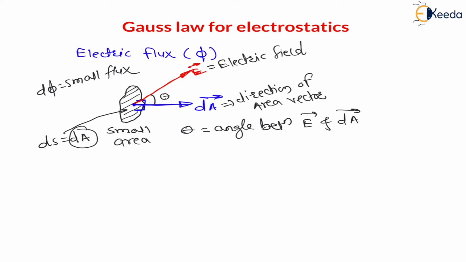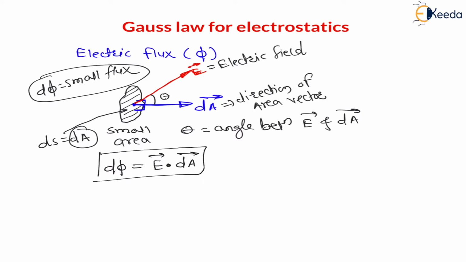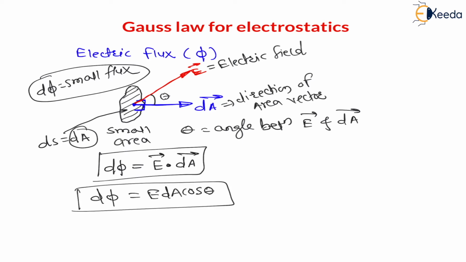This is very important. And my dear students, through this very small surface dA, there is a very small flux d phi, and this flux through the very small surface area is given by the electric field dot product area vector, E dot dA. And we know that the dot product is written as d phi equal to E dA cos of the angle between them. This is how the dot product is written.